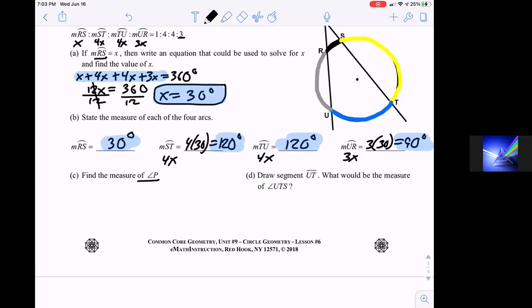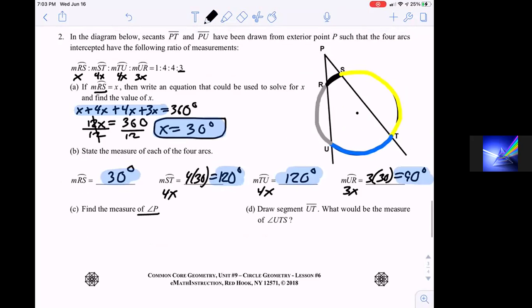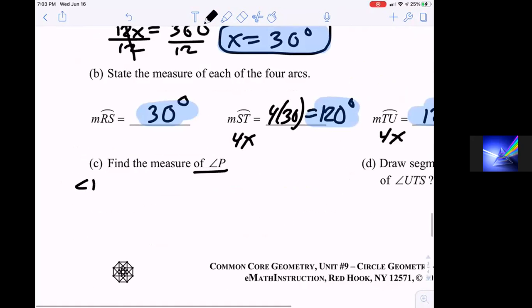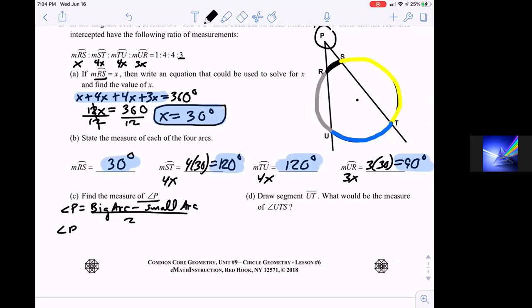Find the measure of P. Well, to find the measure of P, it's going to be the bigger arc minus the smaller arc, divided by 2. The measure of angle P is going to be big arc minus small arc over 2. The big arc is TU, and that was 120 degrees, minus the tiny arc, RS, which was 30 degrees, and then take half of that. 120 minus 30 is 90, divided by 2 would be 45 degrees.